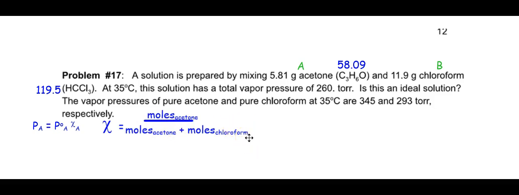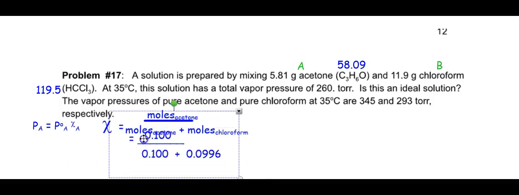Well, I need to know the molar masses. I'm sorry, I need to know the moles. I got the molar mass. Folks, look, here's my grams, here's my molar mass. Wow, isn't that easy? What's 5.81 divided by 58.1? Isn't it 0.1? And then what? Oh my gosh, I made this so easy. What is 11.9 grams of chloroform divided by 119.5? That's really close to 0.1, all right? Ends up being, if you do your math, 0.0996, okay?